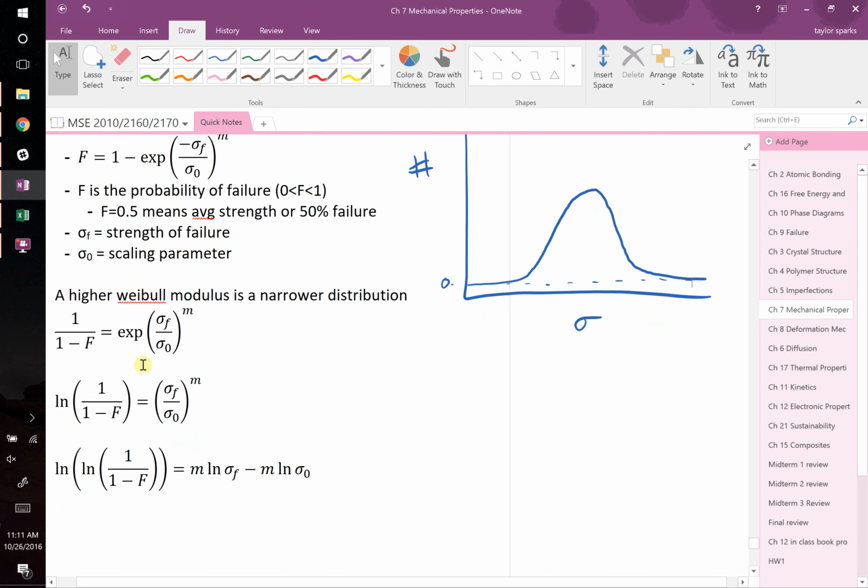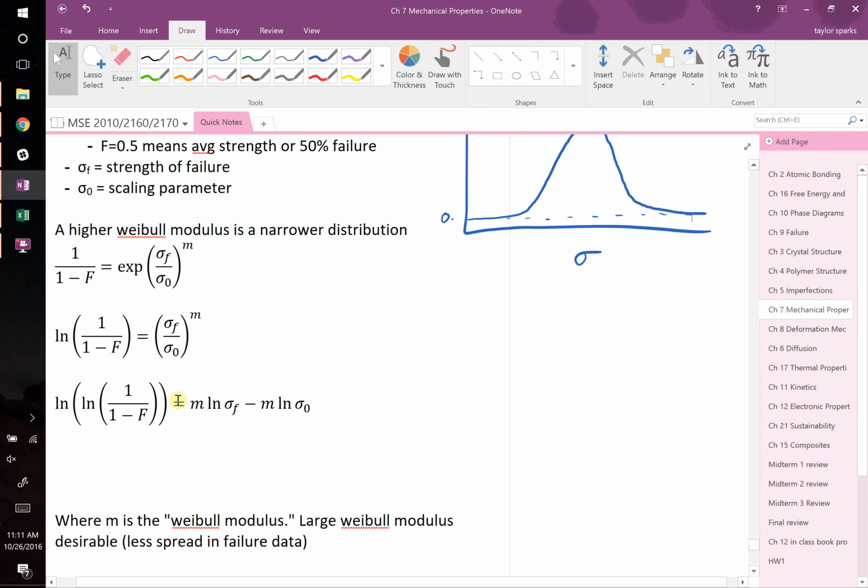Now if we take natural log of both sides, we get rid of the exponent. So we have natural log on this side, and we have just what was inside the exponent before. And if we take natural log one more time, we've got natural log of natural log of 1 over 1 minus F equals m. M's able to be brought down, m times natural log of what was in the numerator here, natural log of sigma f. And since this was a division, when you take natural log of that, we can rewrite that as minus m times natural log of sigma naught.